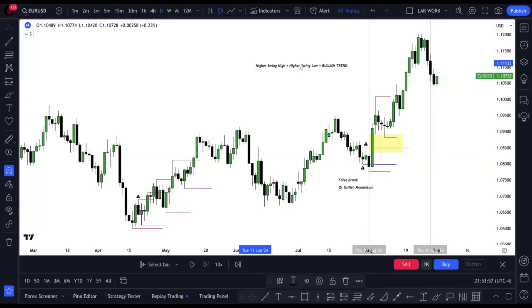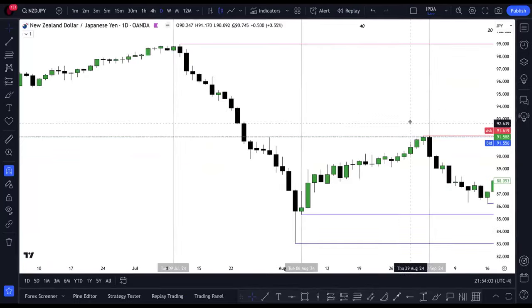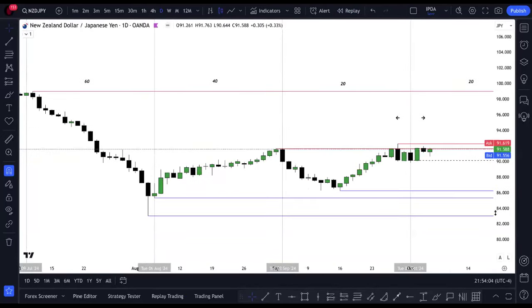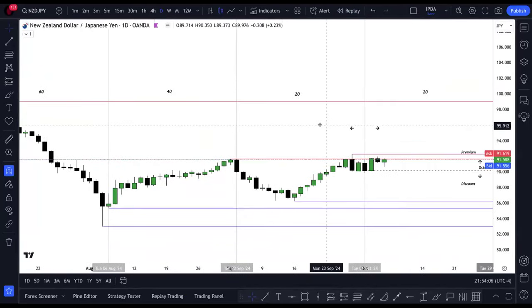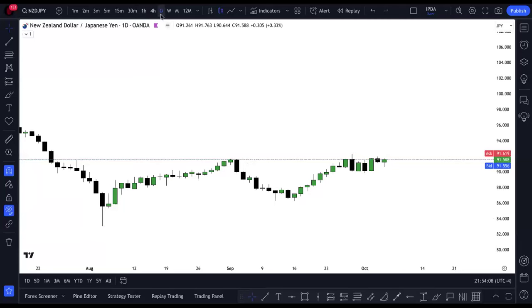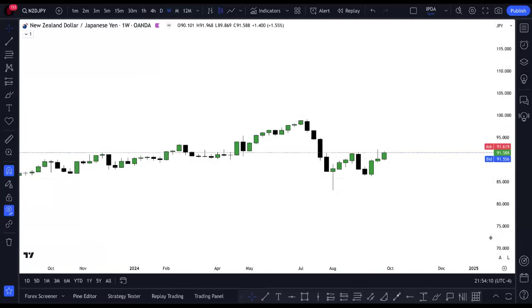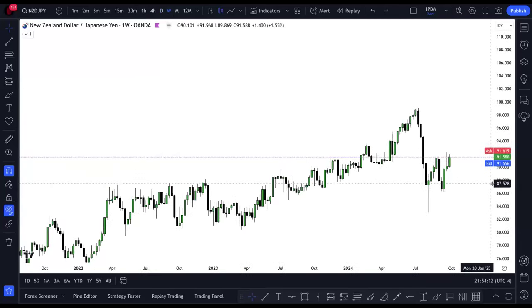Facts. People wasting time, bro. Let's go straight to the daily chart. What are you wasting your time for, talking about the 4 hour chart? Go to the daily chart. Does it make sense? You get more data. Think about it, you get more data the higher the time frame you go on.